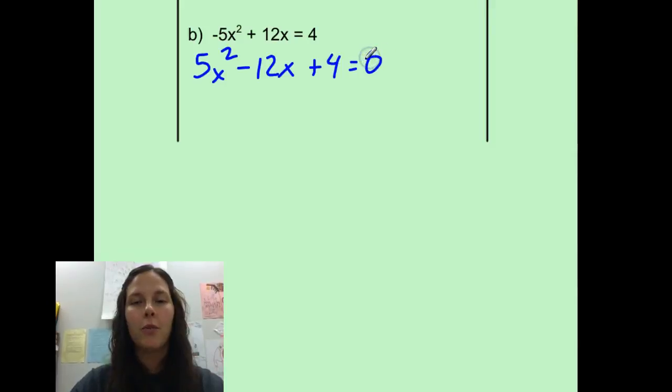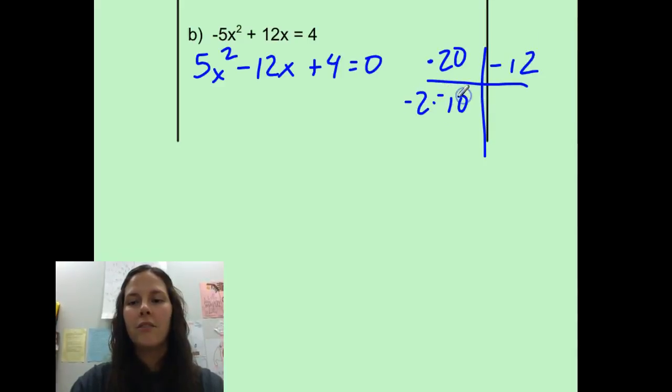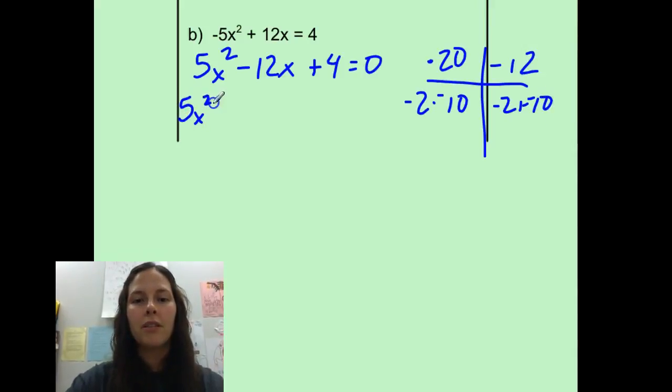So I'm going to add 5x squared to both sides, subtract 12x from both sides, and move those over with the positive 4. Next, we're going to set up our t-chart for the AC method, thinking about what multiplies to a positive 20 and adds to a negative 12. Those numbers would be a negative 2 and a negative 10. I will use those to split up that middle term.